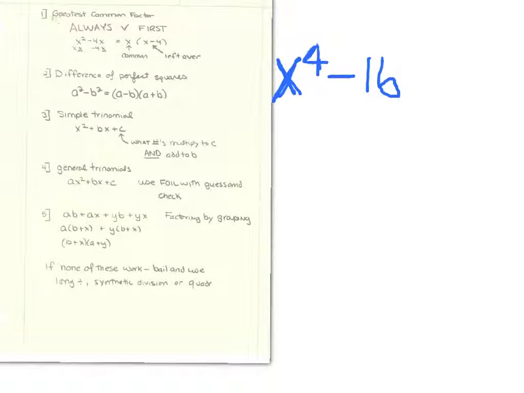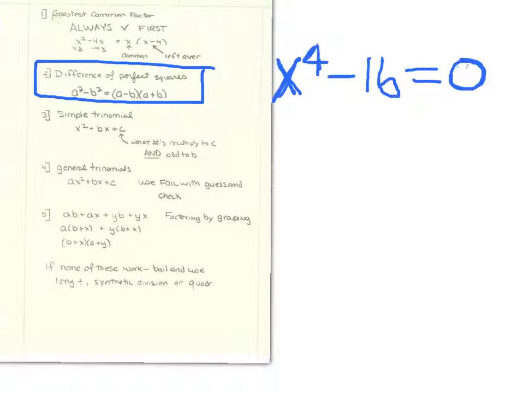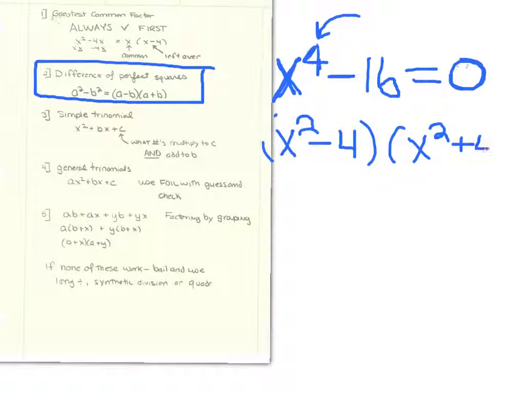This problem you'll also recognize as a difference of perfect squares. So if I were solving it for all of its solutions, and keep in mind this has 4 solutions, this is going to be x squared minus 4 times x squared plus 4, giving us 2 real solutions, positive and negative 2, and 2 imaginary solutions, plus and minus 2i.